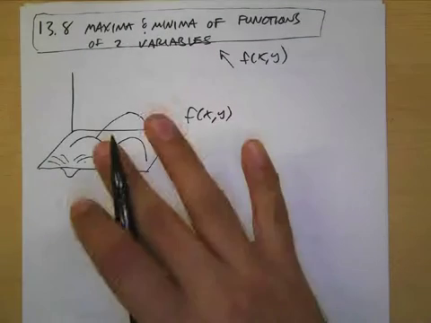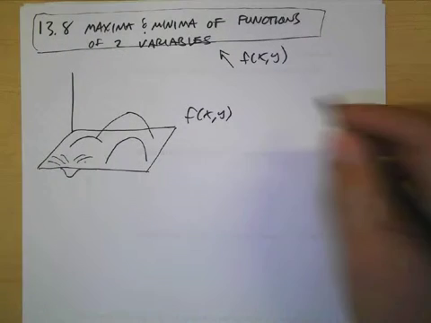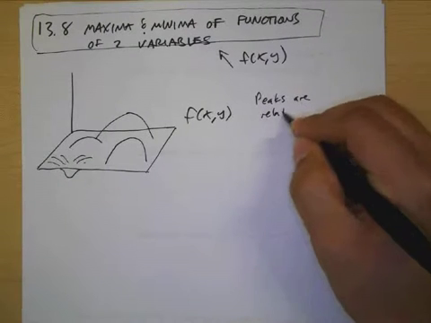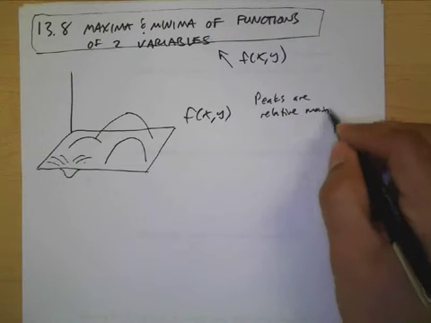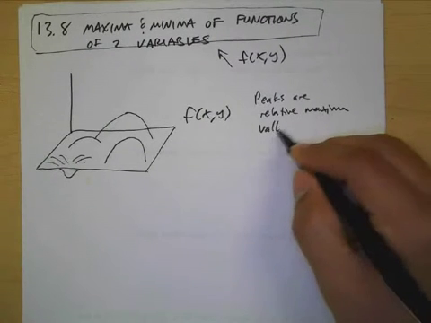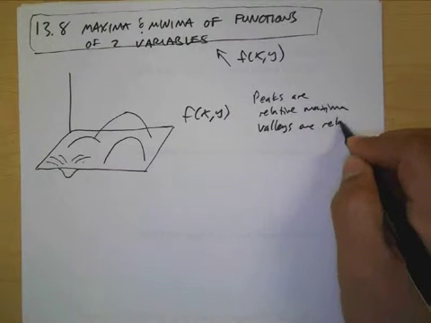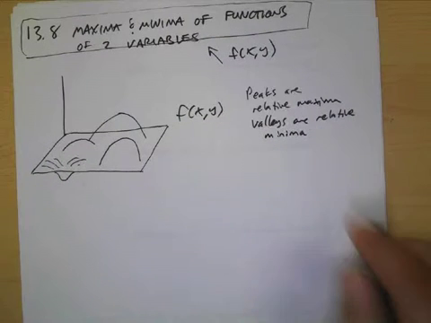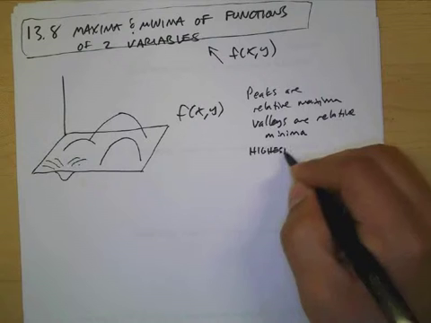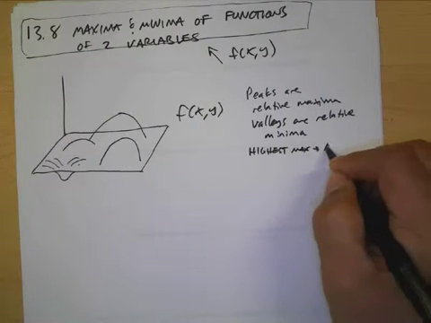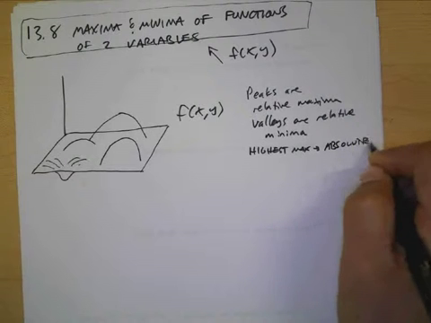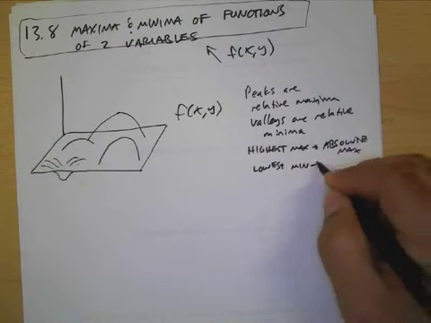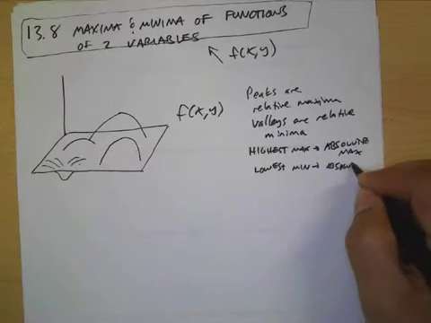So let's say this is a portion of f of x, y. This is stuff that we should already be able to talk about. Peaks are relative maxima. Valleys are relative minima. The highest max would be called the absolute max, and the lowest minimum will be called the absolute minimum.